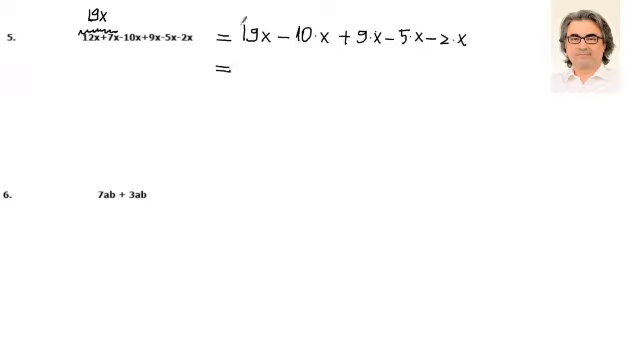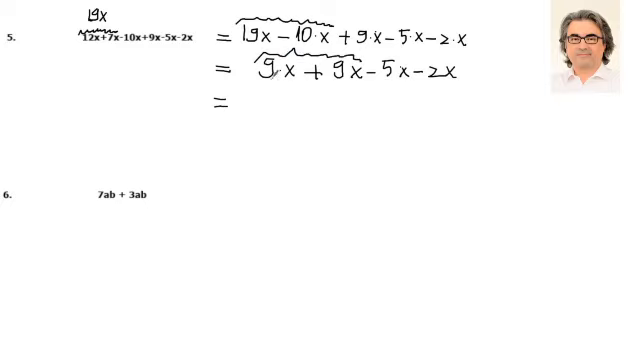Continue in the same manner from the left side between the first 2 terms. Subtraction operation, I have 19x minus 10x is 9x. After that, write the remaining again. Plus 9x minus 5x minus 2x. Let's make the first 2 from the left side. 9 plus 9 is 18. 18 times x minus 5 times x minus 2 times x. Let's make the first 2 operation from the left side.